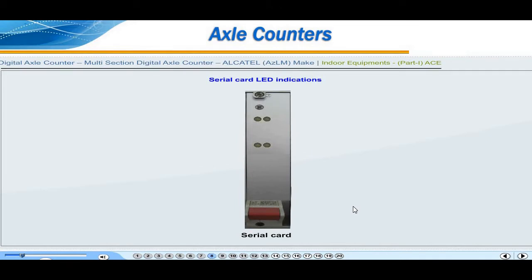Serial card LED indications. LEDs for channel 1 and 2 remain lit if ISDN links are intact. LEDs for channel 1 blink when a telegram is received from ISDN 1 link. LEDs for channel 2 blink when a telegram is received from ISDN 2 link.